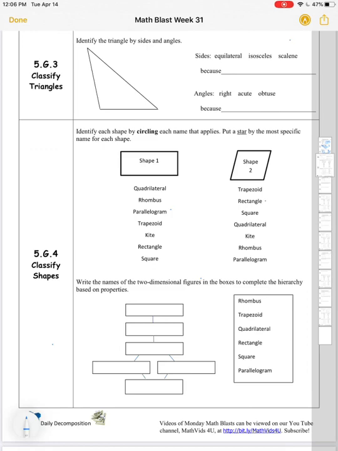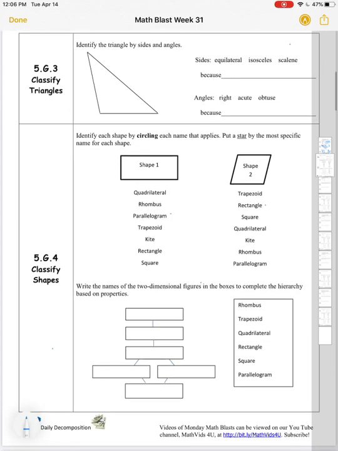Classify triangles. Identify the triangle by sides and angles. In terms of sides, equilateral is a triangle that has all equal sides. Isosceles is a triangle that has at least 2 equal sides, while scalene would be for a triangle that has no equal sides. Looking at the given triangle, I see no equal sides. So I'm going to call this a scalene triangle because no equal sides.